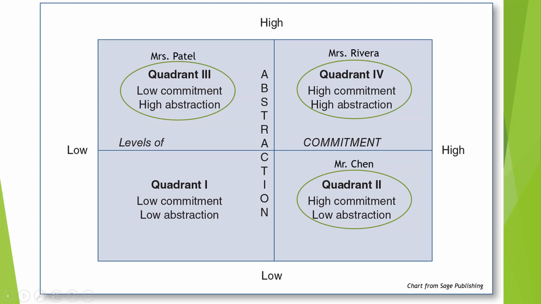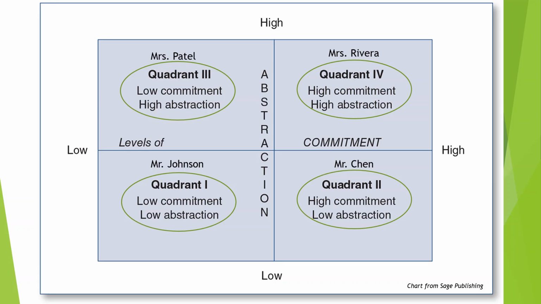This is Mrs. Patel. And then lastly, we have Mr. Johnson. He puts in minimal effort, rarely plans thoroughly, and he resists feedback. He does not show interest in professional growth and has difficulty understanding or applying larger educational concepts. So in this case, unfortunately for Mr. Johnson, we're going to see that he is low commitment and low abstraction.